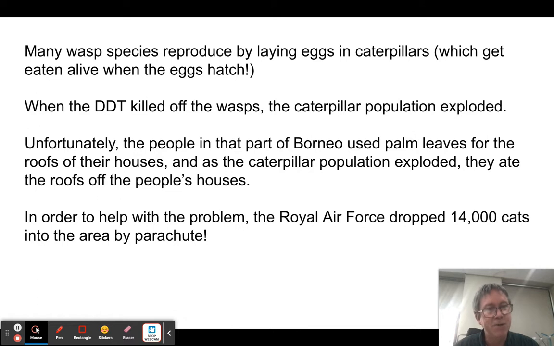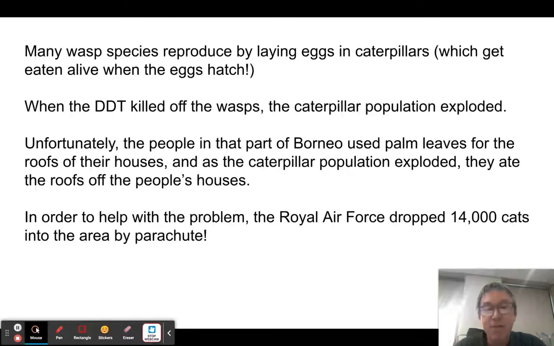Instead, they're like, well, here's what we're going to do. We're going to parachute in cats. Their problem is they don't have enough cats. That's why they have the plague. So we're going to fix that. So literally, they parachute in 14,000 cats. You know, crates full of cats with parachutes, push them out. Down they go. Did that fix the problem? No. All right. But that was a solution that people tried.